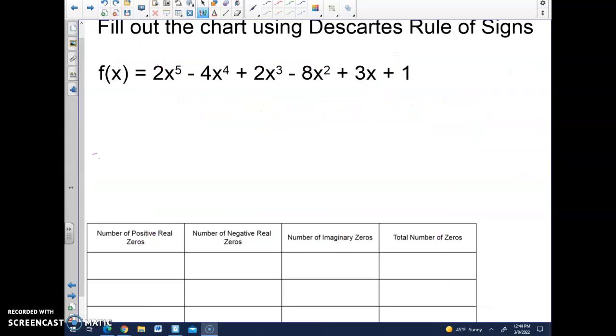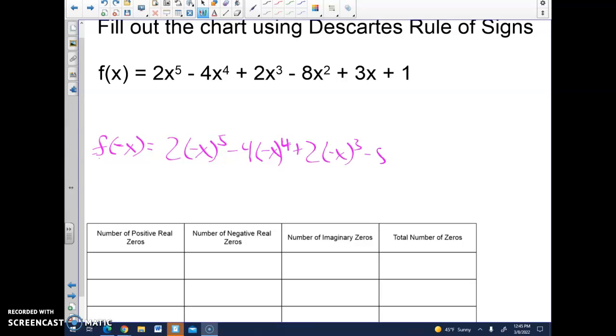I'd like you to try it on. Alright, so once again, we're going to put our negative x as a function. 2 negative x to the 5th minus 4 negative x to the 4th plus 2 negative x to the 3rd minus 8 times negative x squared plus 3 times negative x plus 1. Now I'm looking to count sign changes. I'm going to put the plus sign here.